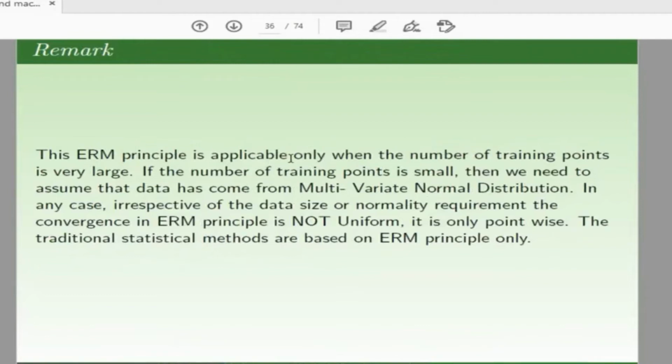So the ERM principle is applicable only when the number of training points is large. When the number of training points is small, then we need to assume the data has come from a multivariate normal distribution. In any case, irrespective of data size or normality requirement, the convergence in the ERM principle is not uniform, it is only point-wise. That means the traditional statistical methods are based on the ERM principle only, and therefore they are totally different from what we are trying to achieve in machine learning algorithms.